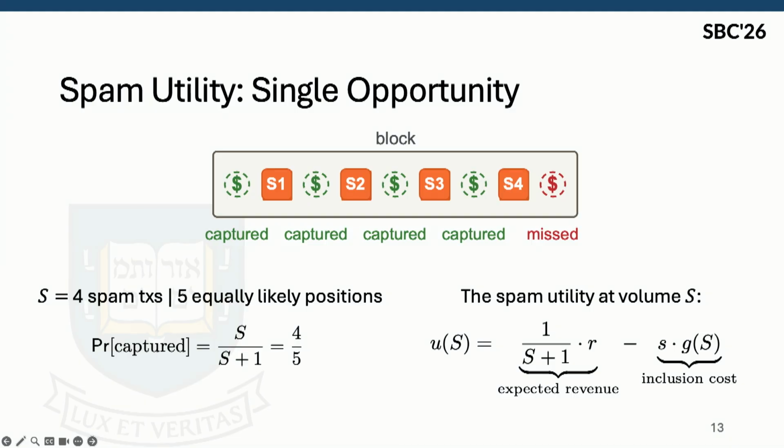With this, we can derive the utility of each spam transaction at the volume S. U of S will essentially be the expected revenue, which is R over S plus 1, minus the inclusion cost, which is the gas taken by each spam transaction times the gas price. So this is the case with a single opportunity.